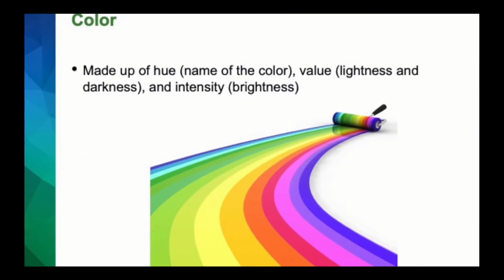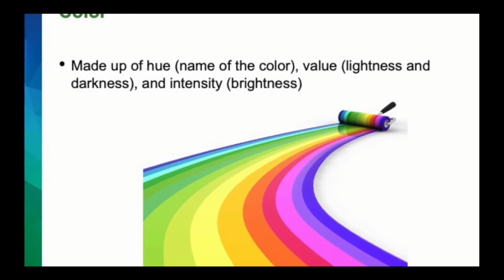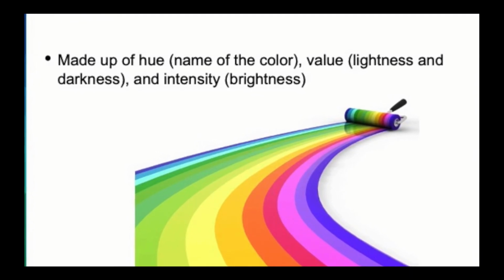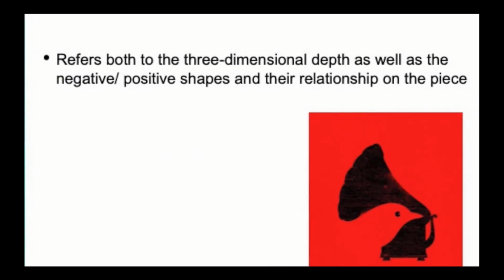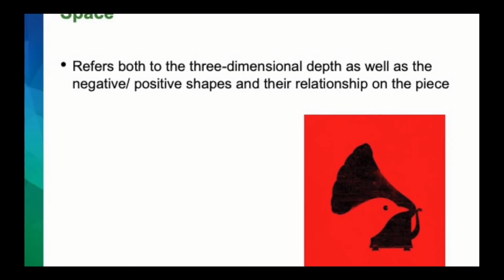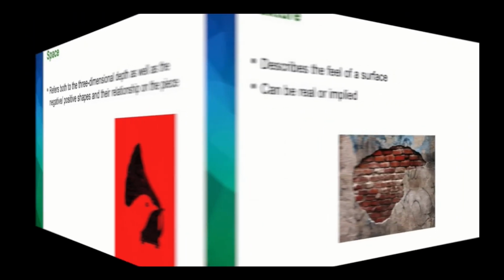Color. The makeup of hue, name of the color, value, lightness and darkness, and intensity and brightness are all tools that can be used to have different effects on the stage. Space. This refers to both 3-dimensional depth as well as negative and positive shape, and their relationship on the piece.